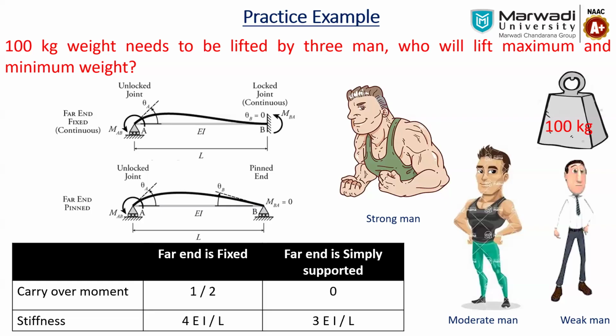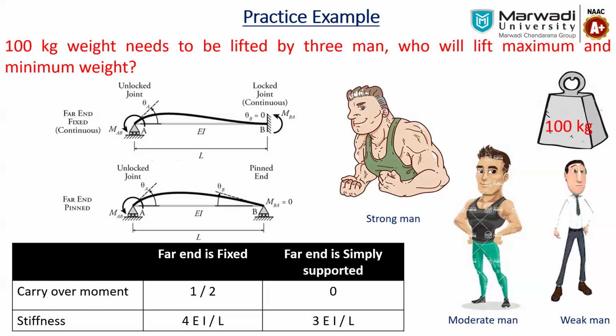Similarly, carryover moment. What is the carryover moment? Whenever the far end is a hinge or roller, the carryover moment is zero, because it is going to rotate, so there is no moment over there. But when the far end is fixed, it will carry a moment of 1 by 2. Why? Because it will distribute half the moment to the far end.